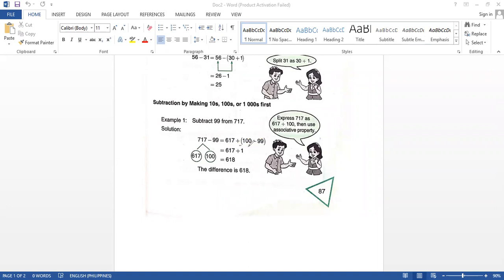So we have here 100 minus 99 is, the answer is 1. So we also bring down 617. So if we're going to add the numbers, 617 plus 1, the difference is 618. Okay? So that will be the answer for 717 minus 99. So the difference is 618. So yes, there are a lot of ways for us to subtract numbers mentally.